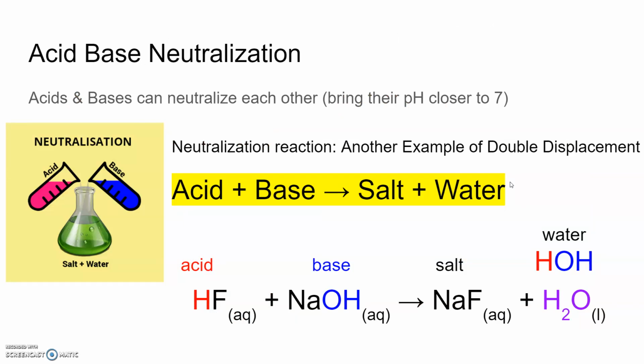Last thing we'll talk about is acid and base neutralization. So when acids and bases react together, they neutralize one another, meaning that they bring their pH closer to the neutral position of 7. And acid and base neutralization results in a salt plus a water, which we just saw earlier. And again, that's an example of a double displacement reaction. So in your notes, be sure to write down the acid and base yields a salt plus a water. That's something that you need to memorize.